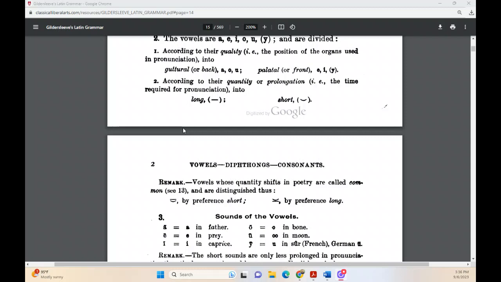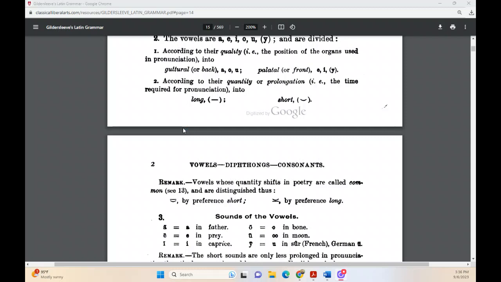For example, we'll say that the A in the word face, A, we'll call that sound the long A, but it really has nothing to do with being long or short. It's a different sound. In Latin, we don't do that. In Latin, long means long in time.